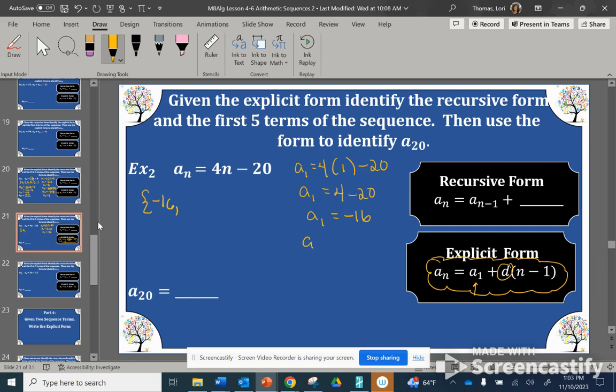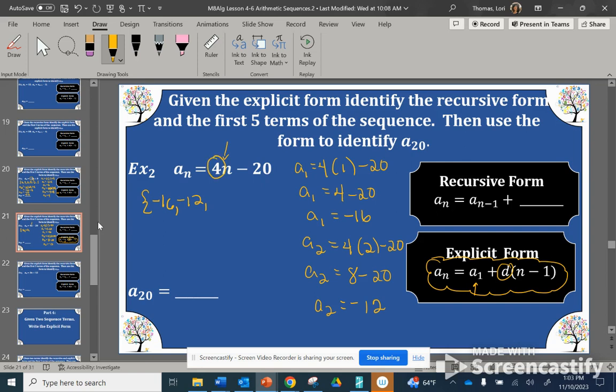Then we can plug in 2 for n. Again, we're going to plug in to get the second number. We plug in a 2. We get 8 minus 20. So our second number is going to be negative 12. So we can see we went from negative 16 to negative 12. So we can see that's a difference, and we are increasing by 4.